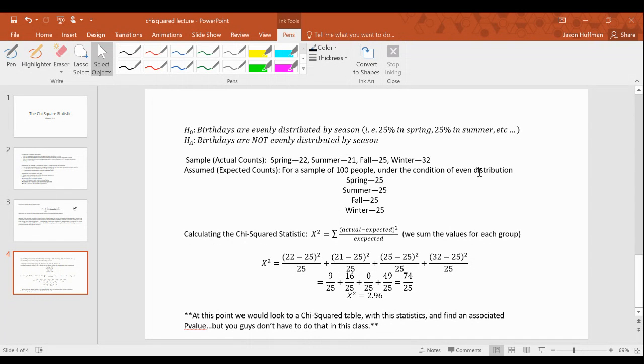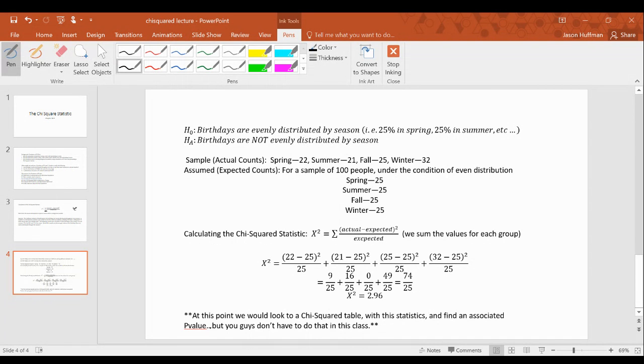We also need our expected counts. What would we assume to be true under the null hypothesis? Well, if we had a sample of 100 people and the null is true, then the same number of people will have birthdays in each season. So out of 100 people, the same number should be in the spring, summer, fall, and winter. So 25 each would add up to our total of 100 people.